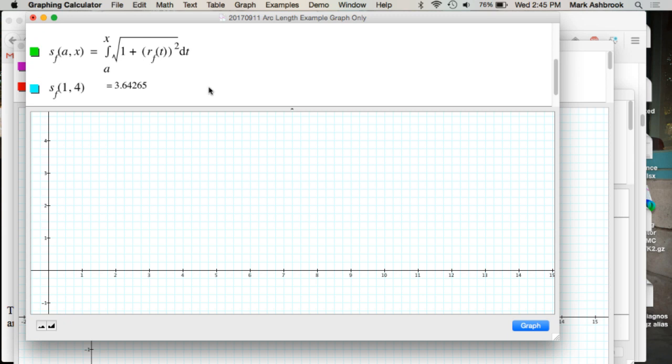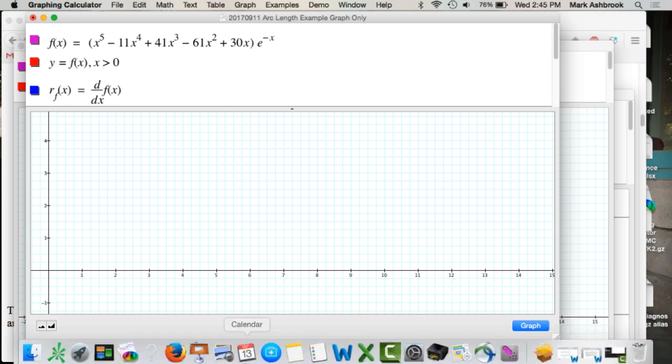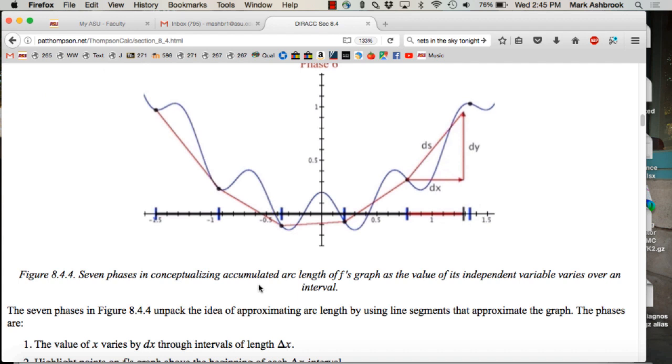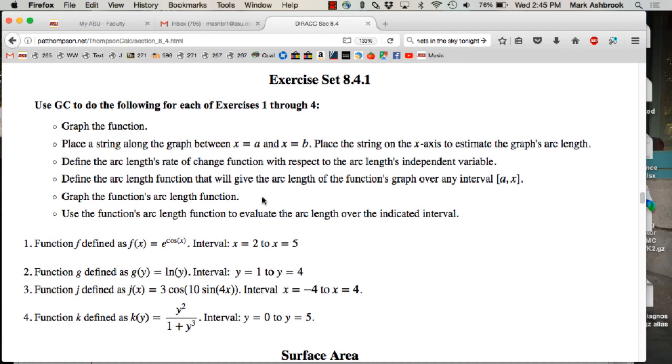Okay. Any questions on arc length? So maybe a couple questions on the basics of this. If you got the basics of this, there are some easy homework problems in the book. Not easy, but they're straightforward. If you see exercise set 8.4.1, just 4 functions and a set of exercises here to do. They gave you the interval, x equals 2 to 5, 1 to 4, negative 4 to 4, etc. So if you want to practice a little bit with that, that would be good practice for the exam. There would be nothing on the exam beyond the scope of these questions right here, okay?